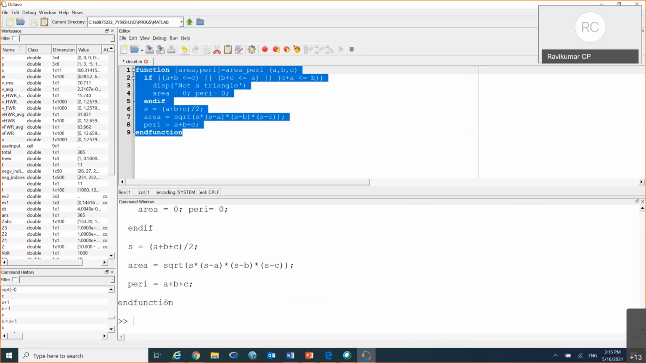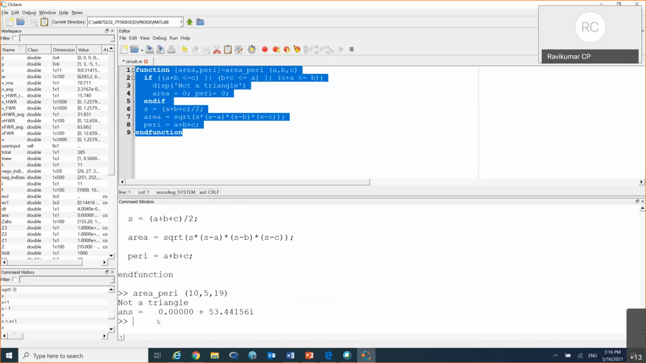Okay. So first let me try this area peri. Let me give something which is not a triangle: 10, 5, and let us say 19. So this is not a triangle. Okay.